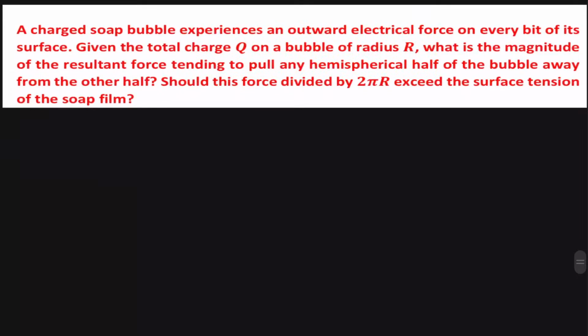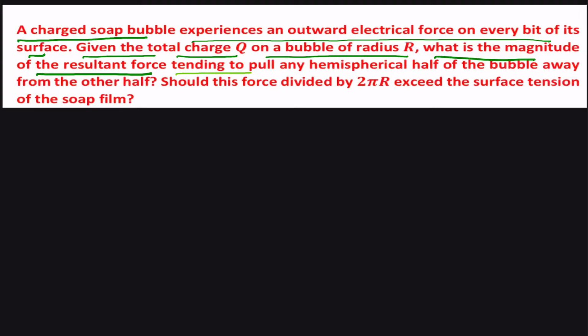It states that a charged bubble experiences an outward electric force on every bit of its surface. Given the total charge Q on the bubble of radius r, what is the magnitude of the resultant force tending to pull any hemispherical half of the bubble away from the other half, should this force divided by 2 pi r exceed the surface tension of the soap film? So first of all we are going to find out the magnitude of the resultant force that is going to pull the hemispherical half.